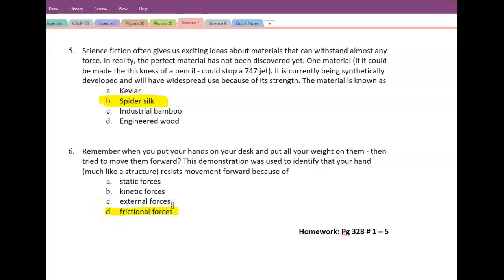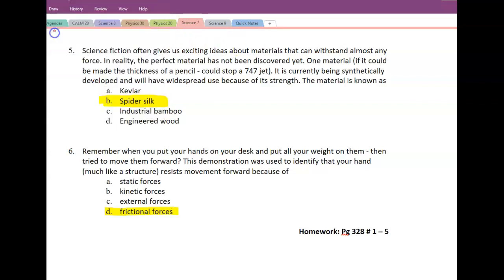put your hand against the desk, put your weight on it and try to move it forward, identifies the use of friction. A lot of times things will stick together simply because of friction. Interlocking shapes on the particle level is going to do that quite easily.